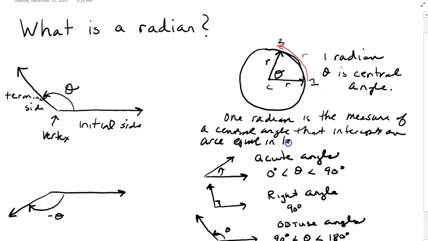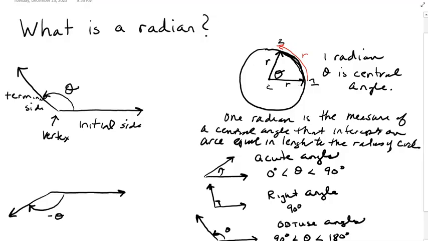Equal in length to the radius of the circle. And an arc is simply a portion of the outside of our circle. Okay?